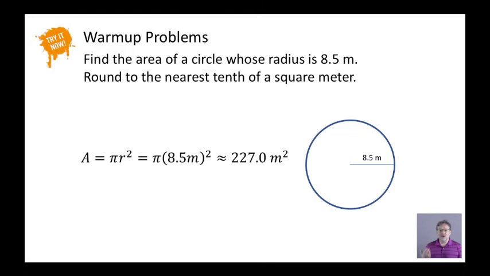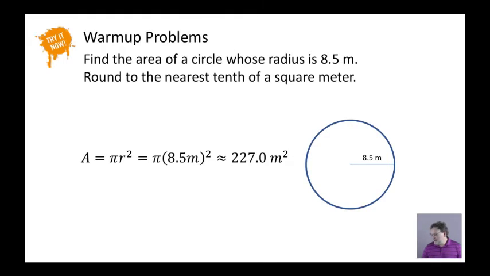And then we can multiply it by pi, and we should get an answer there. When rounded to the nearest tenth of a square meter, that should be 227.0 square meters. Remember, we're using square meters, square units, when we're describing quantities of area.